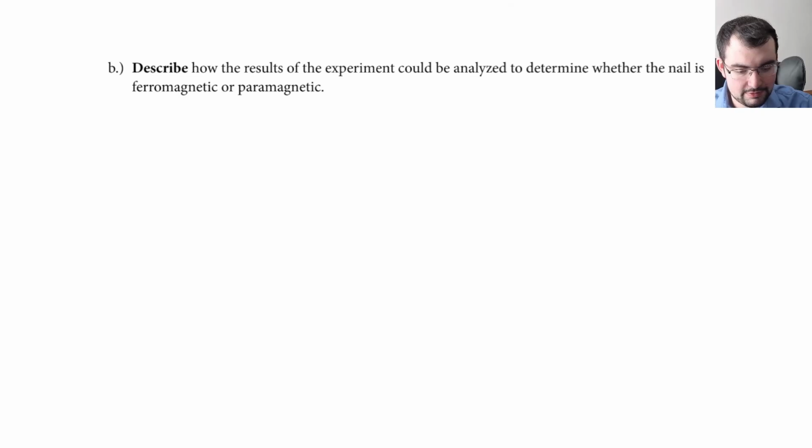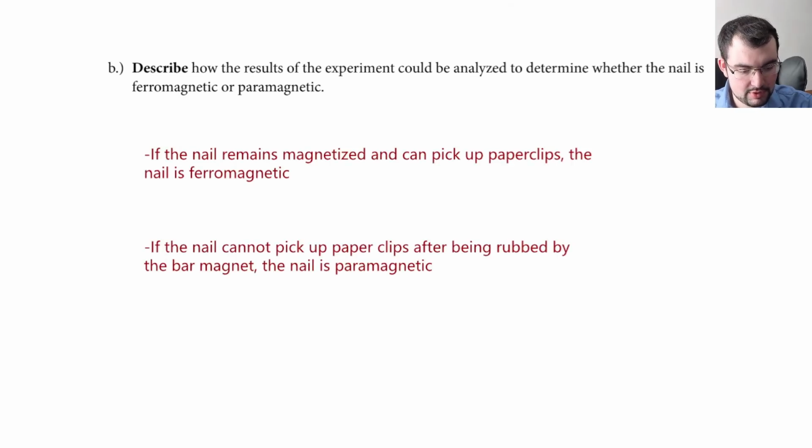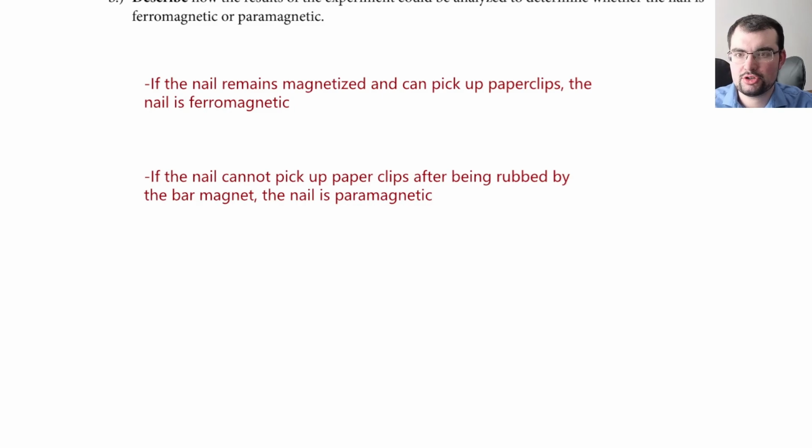So, is it ferromagnetic or paramagnetic? Well, if the nail remains magnetized, even when the bar magnet is removed, it's ferromagnetic. If the nail fails to be magnetic once the bar magnet's far away, it's paramagnetic. Assuming, of course, it could be magnetized in the first place, right? Because we have permanent magnet or temporary. Pretty straightforward there.